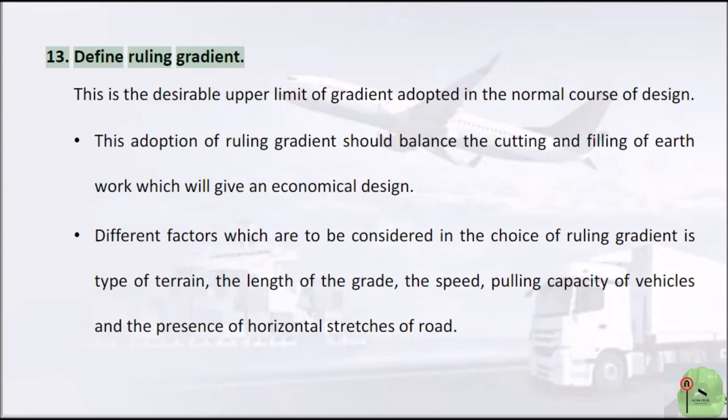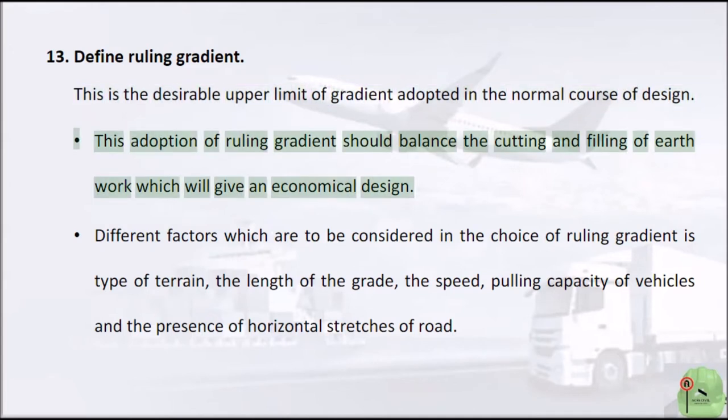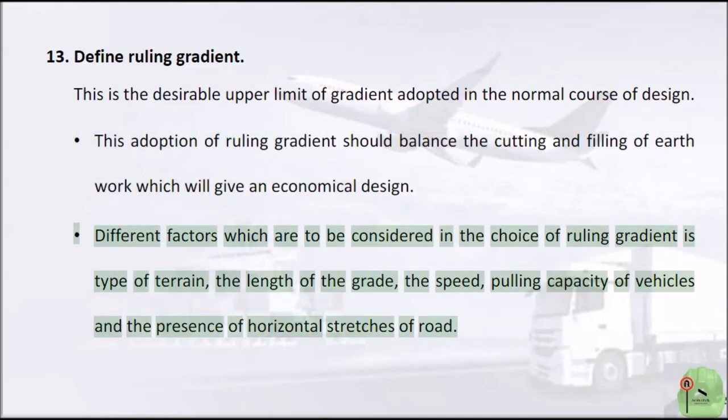Define ruling gradient. This is the desirable upper limit of gradient adopted in the normal course of design. This adoption of ruling gradient should balance the cutting and filling of earthwork, which will give an economical design. Different factors to be considered in the choice of ruling gradient are type of terrain, the length of the grade, the speed, pulling capacity of vehicles, and the presence of horizontal stretches of road.